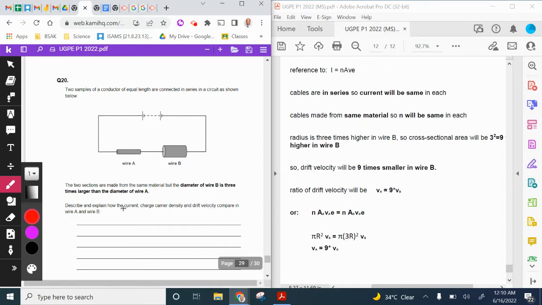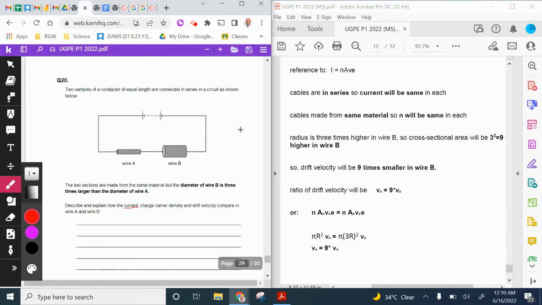So let's start with current. We're going to start off with current. So this is a series circuit. So therefore, the current everywhere across the circuit is the same. And that's where you say cables are in series, so current will be the same in each. That's the first mark.